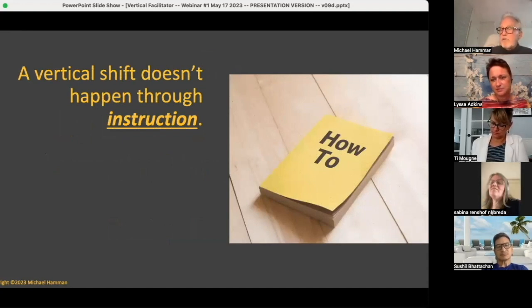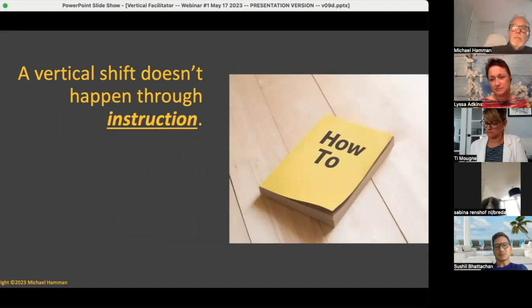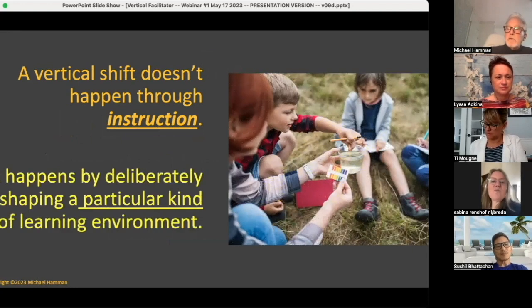It's not to poo-poo instruction, right? Or the various training vehicles that are kind of like instruction. But vertical shifts don't happen solely by that. Vertical shift is a much more ecosystemic phenomenon. It happens when we shape a particular kind of learning environment.